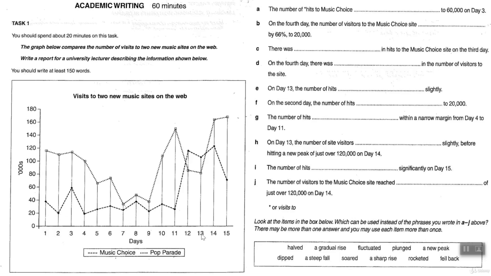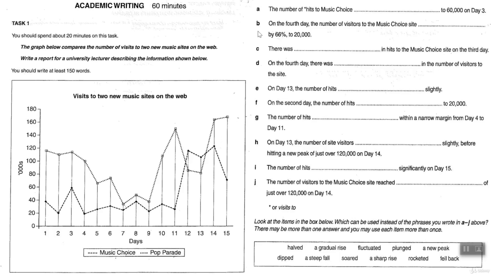So we need a verb from this box to describe what happened from day 2 to day 3. Let's have a look. Fluctuated, plunged, a new peak, steep fall, soared. That would describe it, wouldn't it? The number of hits to Music Choice soared to 60,000 on day 3 because it shows a sharp rise. We can also say rocketed because that is also a verb which means rose sharply. So the number of hits to Music Choice soared or rocketed to 60,000 on day 3.